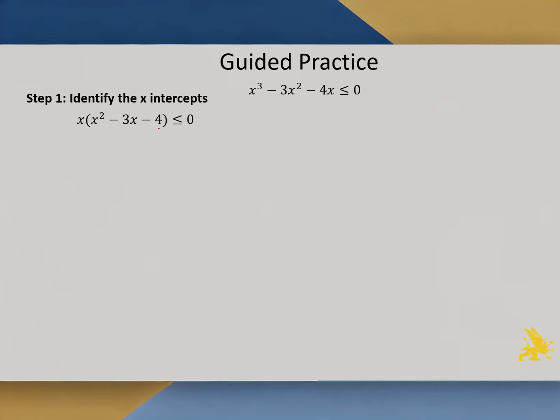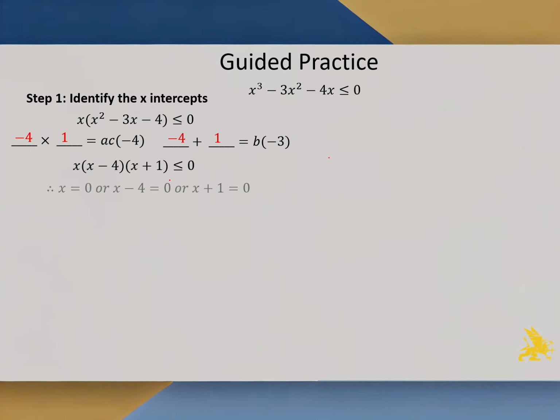So AC is -4 and B is -3. So I need two numbers that times together to equal -4 and add up to my B value. So that must be 1 and -4, because 1 times -4 is -4, and -4 plus 1 equals -3. So that gives me it in factorized form now. So this allows me to see my x-intercepts are 0, 4, and -1. That's just using my understanding of the null factor law.